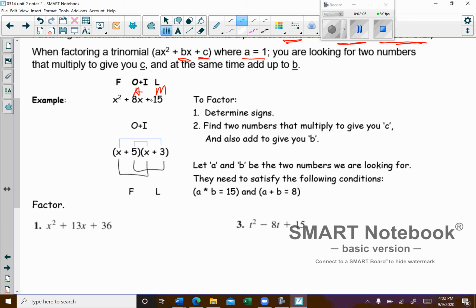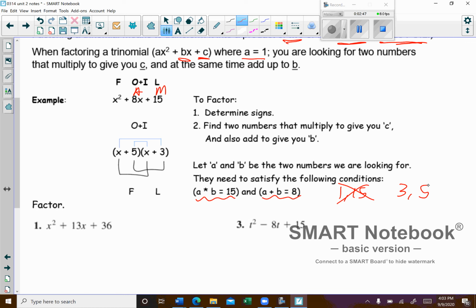A lot of times I'll call these unknown numbers A and B. Now don't get confused, it's not referring to the A and B up here. This is a new A and B that I'm speaking of. Just two numbers, A and B, that need to satisfy the conditions: multiply to give me 15, add up to 8. Well, let's see, 1 times 15, but that adds up to 16, so that won't work. How about 3 and 5? Yep, that's it. 3 times 5 is 15, and 3 plus 5 is 8.